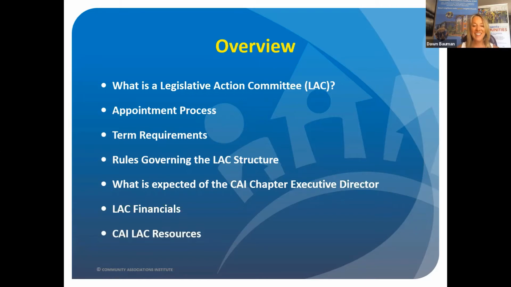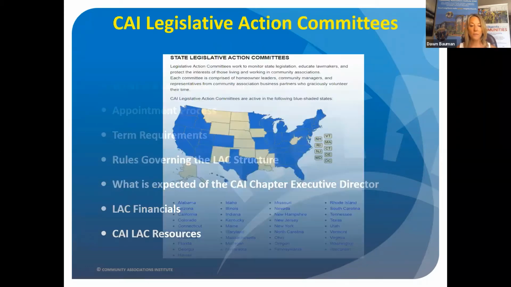First, I'm going to talk about the Legislative Action Committees, the appointment process, the term requirements, the rules that govern these LAC structures, what's expected or what the role is of the chapter executive director, financials, and some resources that we have on our end to share with legislative action committees.